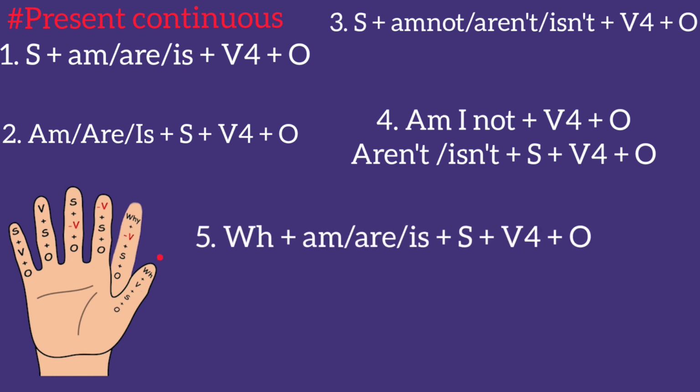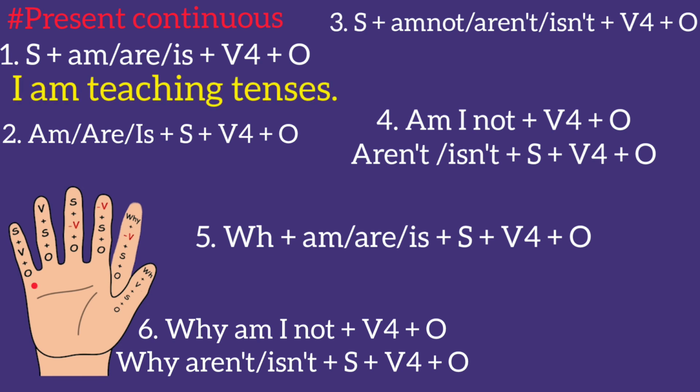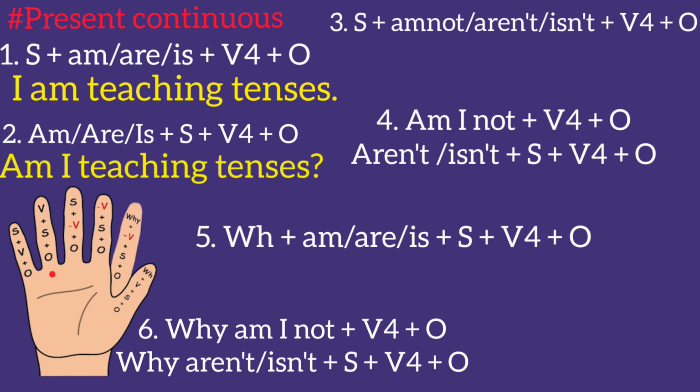WH plus am or is plus subject plus V4 plus object. Why am I not plus V4 plus object. Why aren't or why isn't plus subject plus V4 plus object. The examples are I am teaching tenses. Am I teaching tenses?